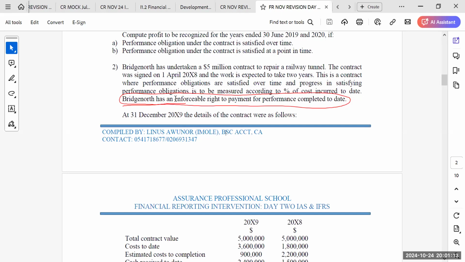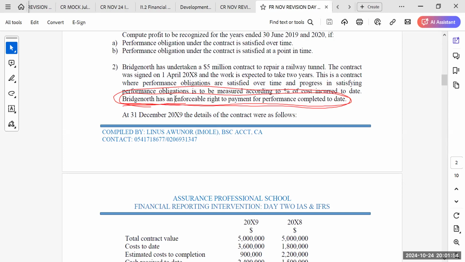So these things that they are telling you over here, it means that if you have the enforceable right to payment for performance completed to date, even if you don't transfer the asset to the customer, the customer will still pay you for the work done. So it means that you are not recognizing revenue at a point in time. The question can tell you that the customer will only pay after delivery of each of the items. It means that the customer will only pay when the customer obtains possession of the items or when the customer accepts the items. That will be performance obligation at a point in time.